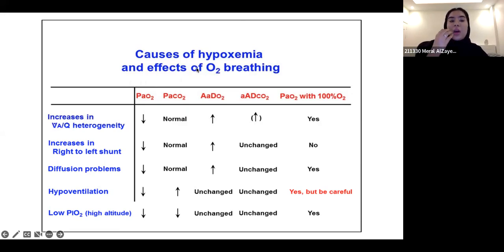If we calculate the carbon monoxide diffusing capacity and it's low, this will automatically indicate that it's a diffusion problem because we just calculated diffusion capacity and it's low. So there's a problem in diffusion. If it's normal, it will be a VQ mismatch. Okay? Is that clear?